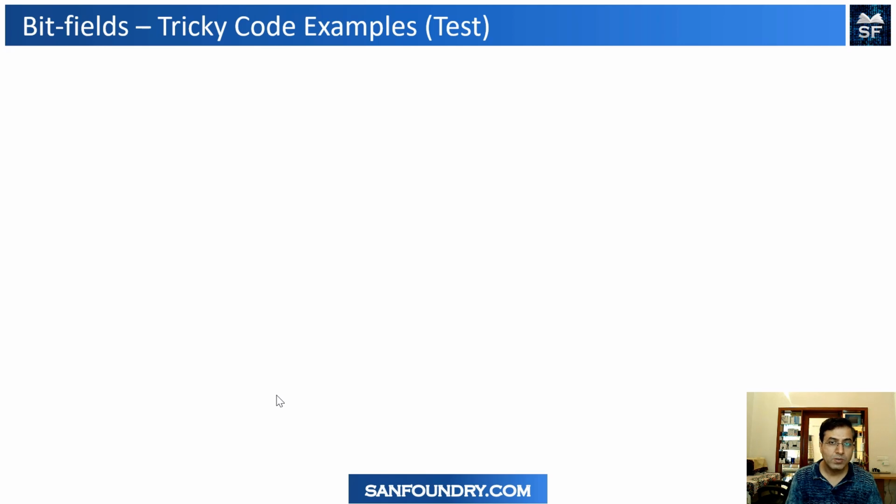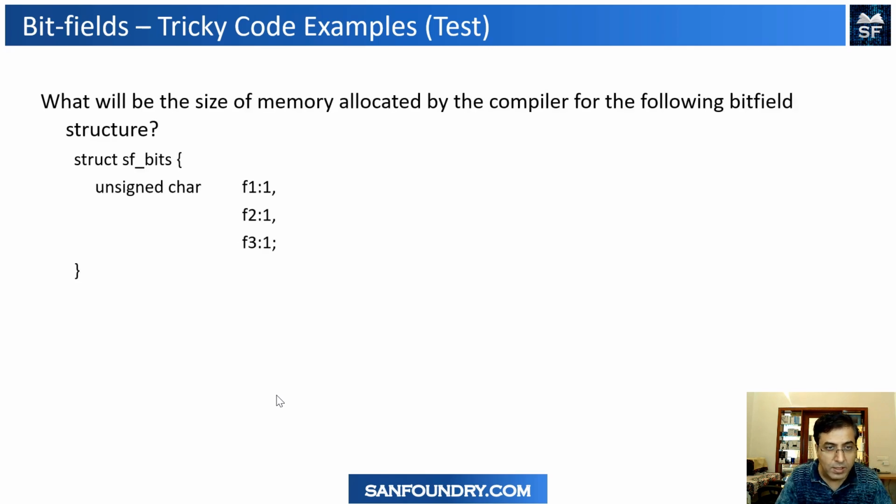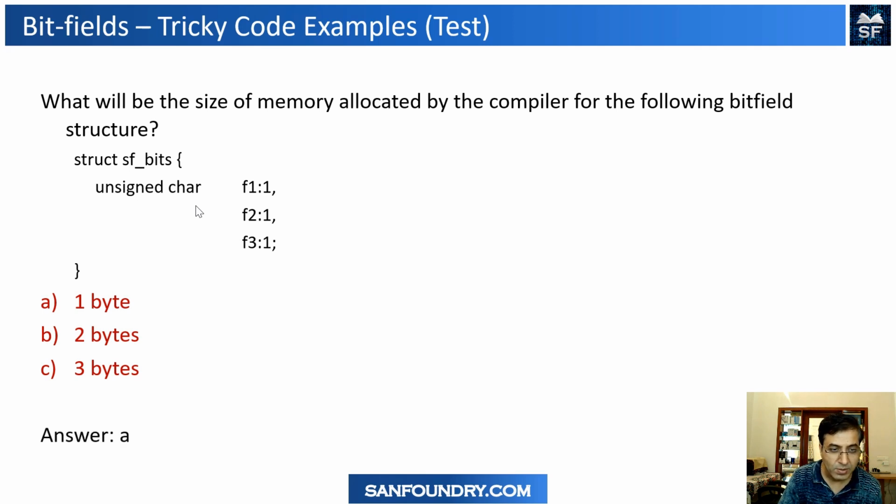Having gone through the common understanding of bit fields, let's try to understand with some tricky code, or code which will allow us to learn more about bit fields. The first question is, what will be the size of memory allocated by the compiler for the following bit field structure? We have unsigned char bits, and then F1 1 bit, F2 1 bit, F3 1 bit, all comma separated. So 1 byte, 2 bytes, 3 bytes? Since you would have understood bit fields by now, I expect that the answer will be correct. The answer here will obviously be 1 byte.